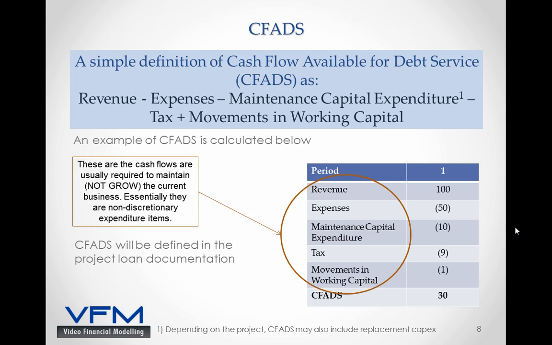So we've got revenue of 100, expenses of 50, and this could be any units, it could be US dollars, it could be Australian dollars, etc. We've got maintenance capital expenditure of $10, or negative $10 because we're expending it. We've got tax of 9, and we've got working capital movements of $1, or negative $1. So if we aggregate those cash flows, or net out those cash flows, we come to a CFADS of $30. So what does this say?